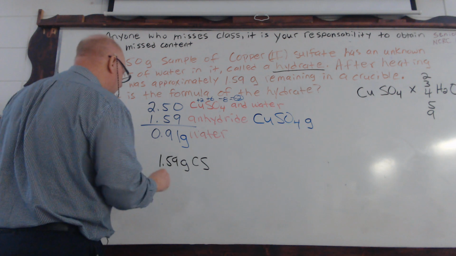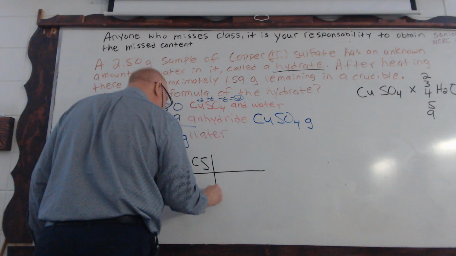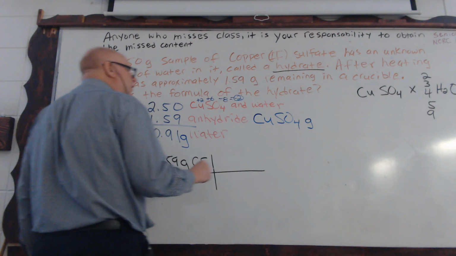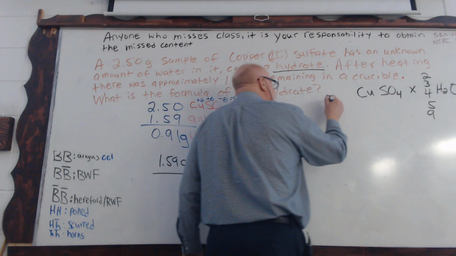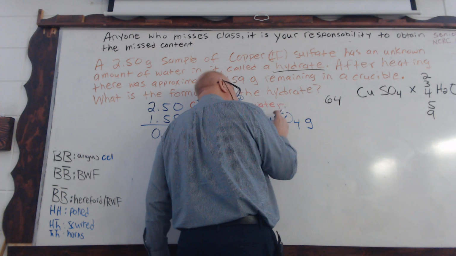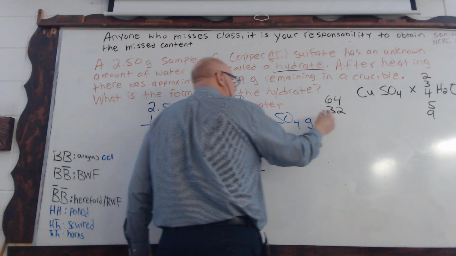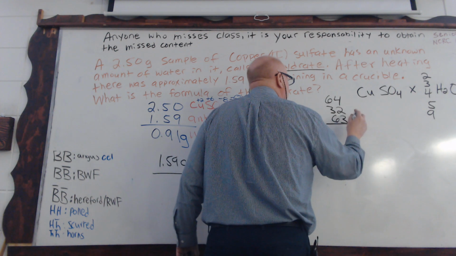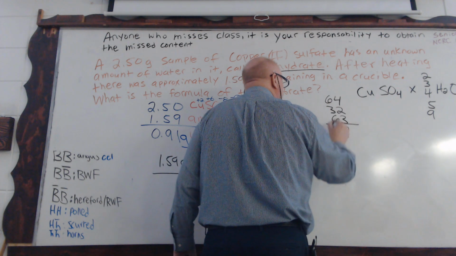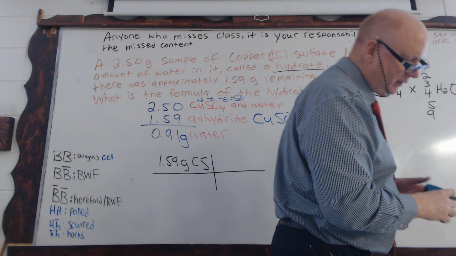Of copper 2 sulfate. Then you correctly said we're going to change that to moles. Okay? So when we look at this, oxygens 64, and this is just a rough estimate. Sulfur is somewhere around 32, and then copper is 63. So 64 and 32 and 63, we got 159, and we're supposed to come up with, yes.